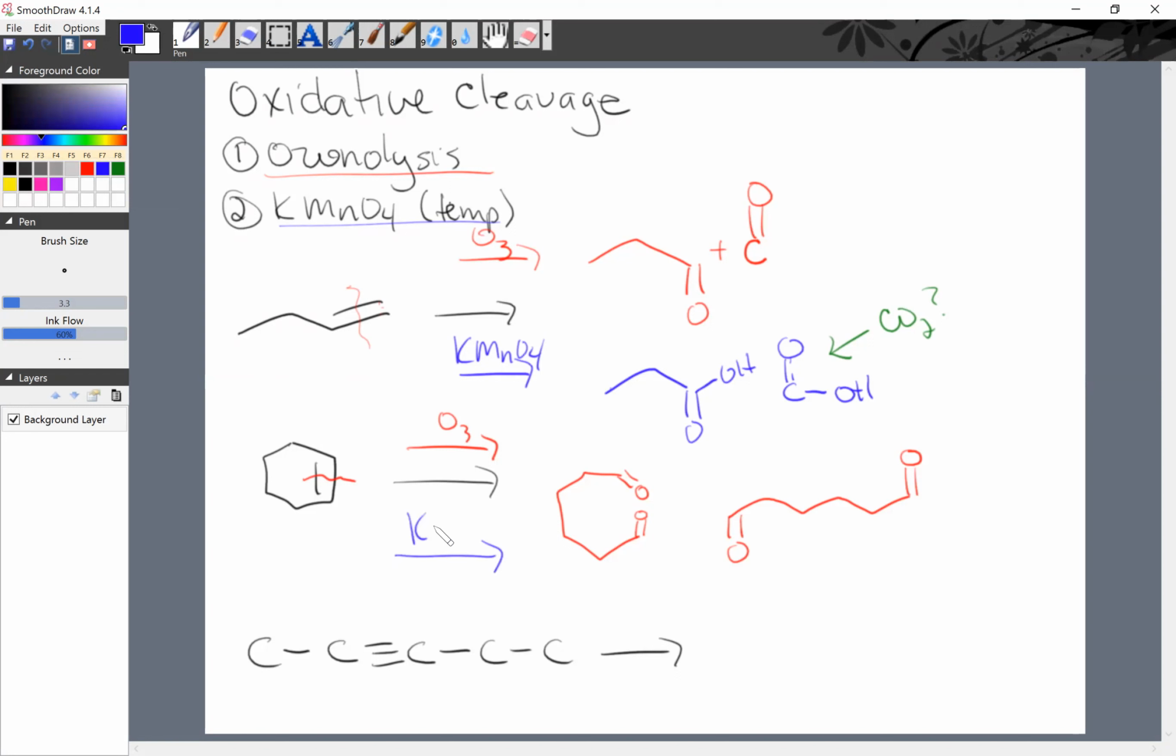If you were to use potassium permanganate, you would again cleave, but you wouldn't stop, and you would convert them to carboxylic acids.